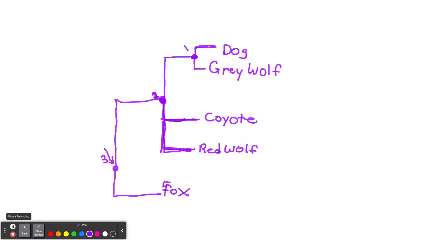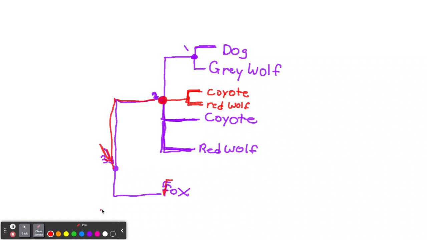Now this could be misleading because if we change the pen, we could have just made the coyote over here and the red wolf, because they share that common ancestor right over here. So from the fox to the coyote and red wolf, it's just one. The last time they shared a common ancestor was right over here.